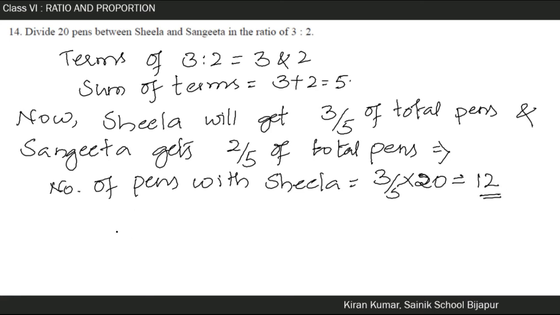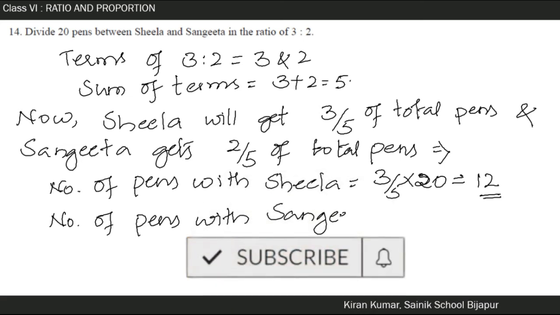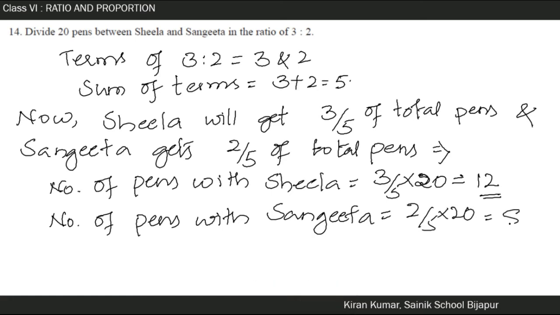So she'll be having 12 pens, and the number of pens with Sangeeta will be 2 by 5 of the total number of pens. We get it as 8. So we have divided 20 pens accordingly with the ratio 3:2.